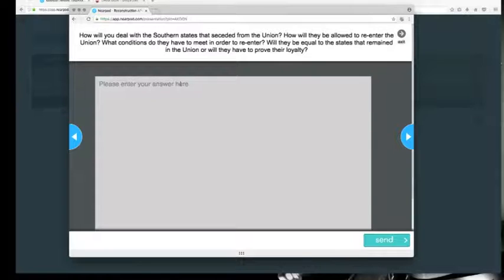So your first response, and again, everybody individually needs to respond to this, is how would you deal with the southern states that seceded from the Union? How will they be allowed to re-enter the Union? What conditions do they have to meet in order to re-enter? Will they be equal to the states that remained in the Union, or will they have to prove their loyalty in some way, shape, or form? So how are you going to deal with those southern states that left?